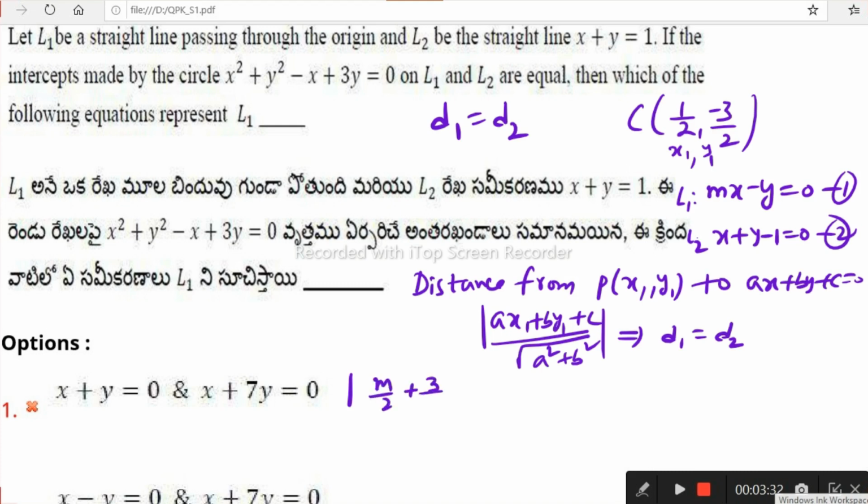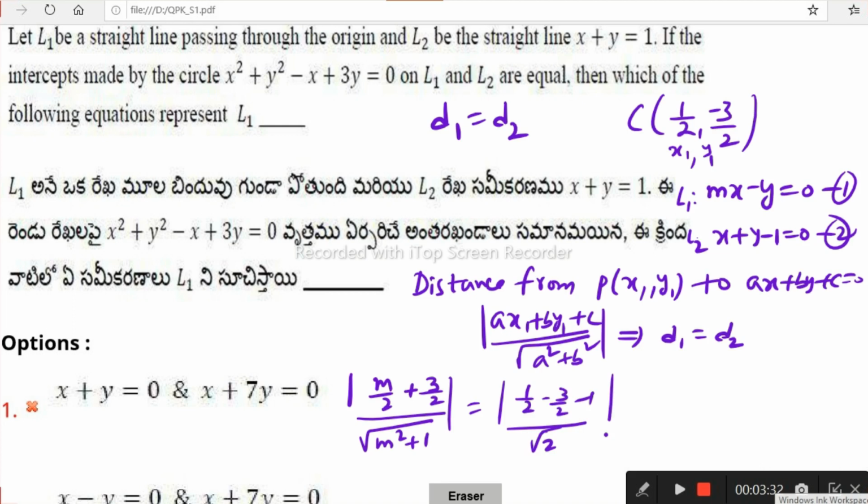minus some, plus 3 by 2, divided by root of a square plus b square, which is m square plus 1 square, that is 1 only. This is the left side. Right side: 1 by 2 minus 3 by 2 with minus 1, by root 2, right? So by simplification, the numerator on the left side is m plus 3 by 2, into root over m square plus 1. This is the left side. Right side: minus 1 by 2 minus 3 by 2 is minus 2 by 2, minus 1, minus 2 by root 2, under modulus minus 2 becomes plus 2.